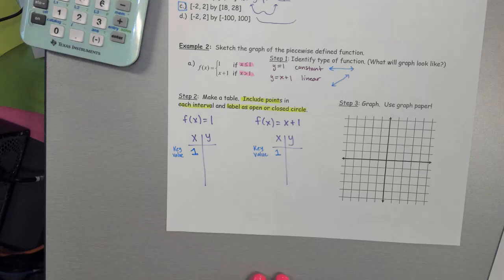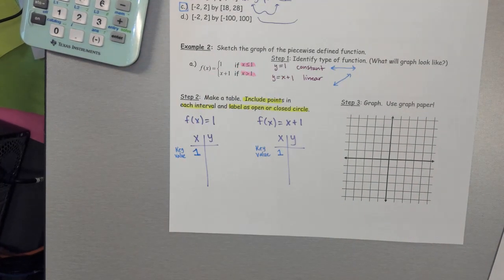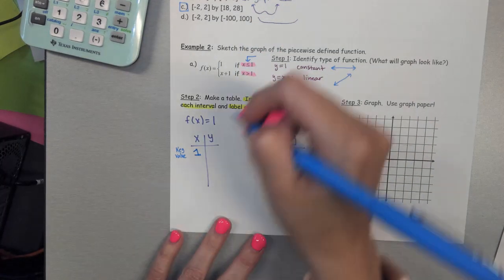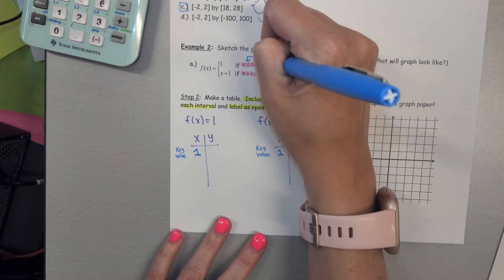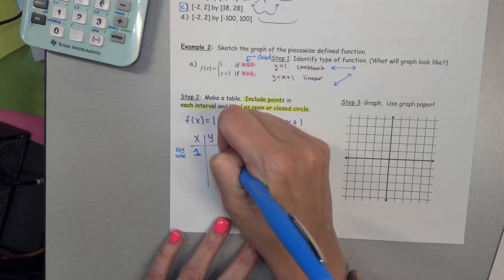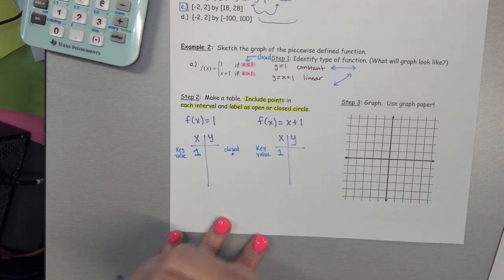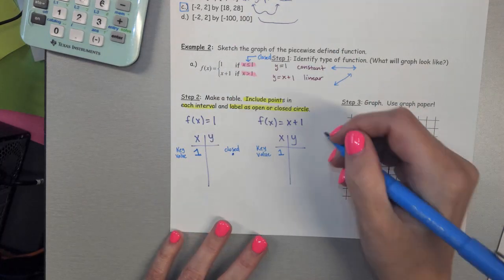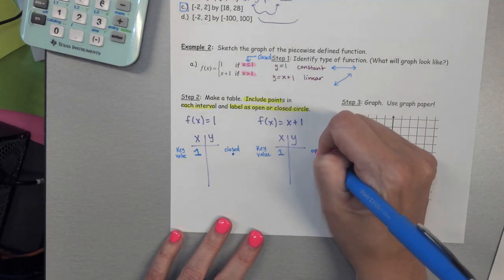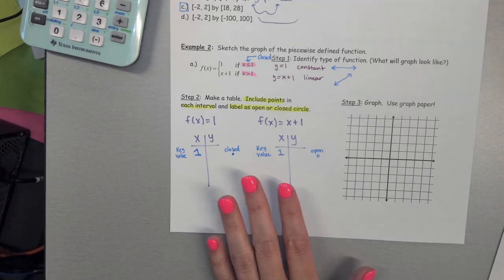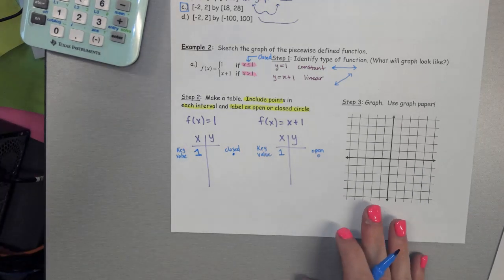Now that you have your key values from the interval, you can tell if it's an open or closed circle based on the symbol. It's closed if it's equal to, so I generally just write that here, like it's a closed circle. That way I don't have to keep going back and forth. And then this is an open circle. So then I can graph it right from my table here.